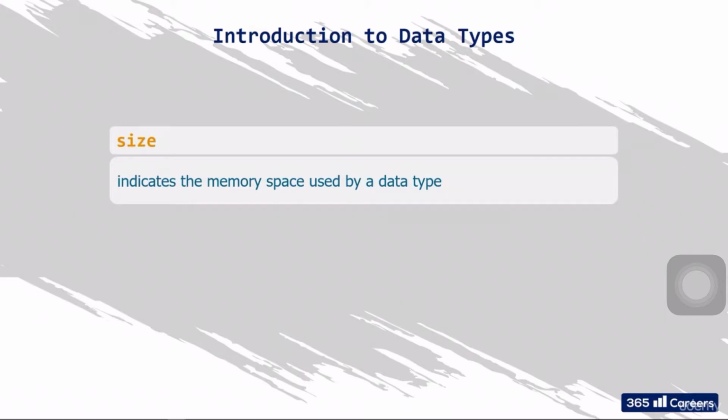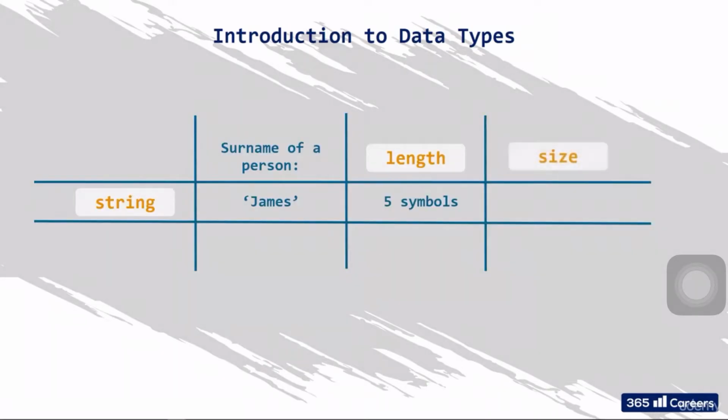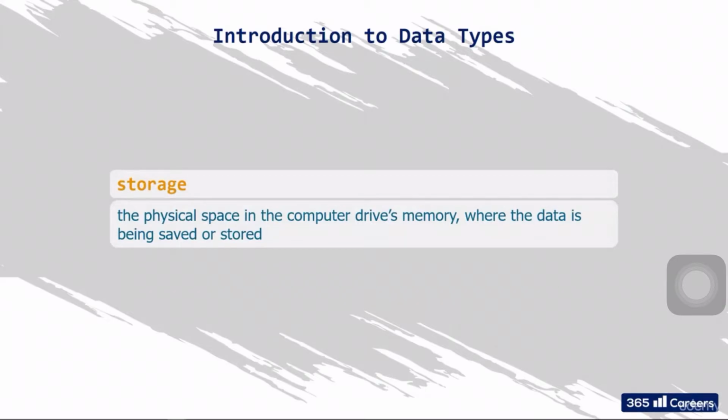Another characteristic you need to understand is size. It indicates the memory space used by a data type and is measured in bytes. You can think of a byte as the approximate space one symbol will require from your memory. So James has a length of 5 symbols and a size of 5 bytes. Finally, consider storage as the physical space in the computer drive's memory, where the data is being saved or stored. Hence, quite often, you could hear phrases like, "This data value occupies 50 bytes storage space," or "This variable takes 10 bytes of storage." In our next video, we'll show you why size does matter in SQL. See you there!